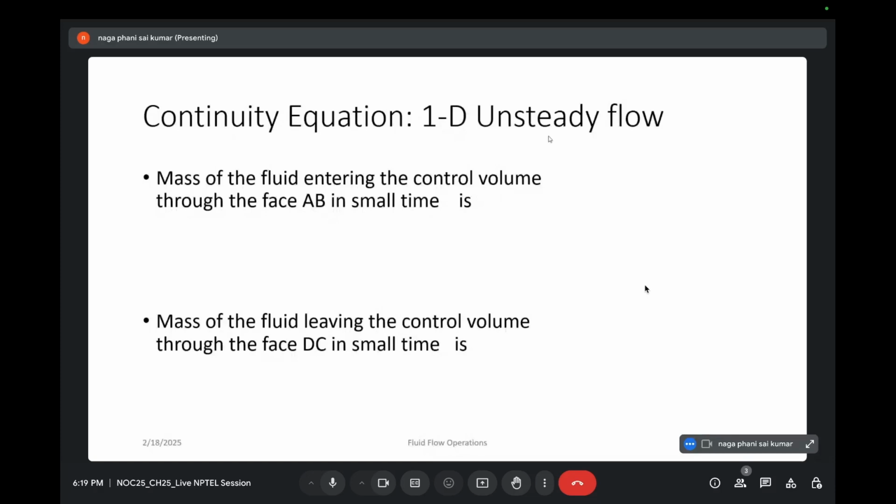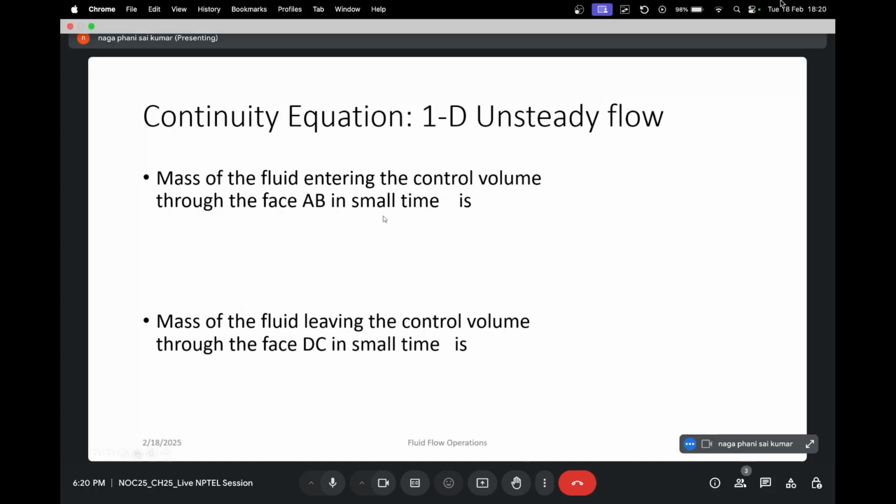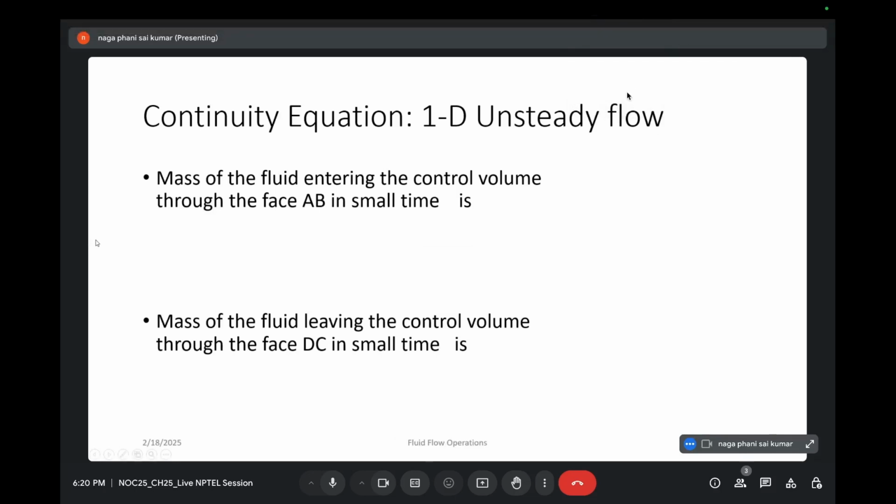I think I lost the internet. Am I audible enough?